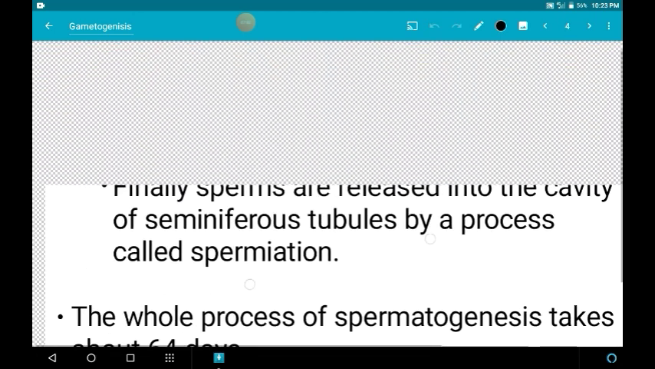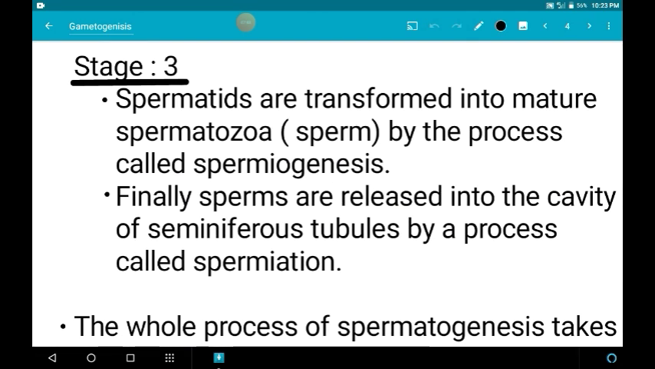Next, the final stage, stage 3. During stage 3, the spermatid, which is actually not a mature sperm, gets transformed into a mature spermatozoon by a process called spermiogenesis.